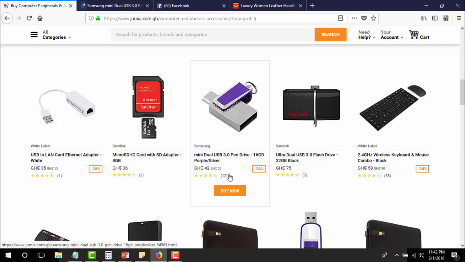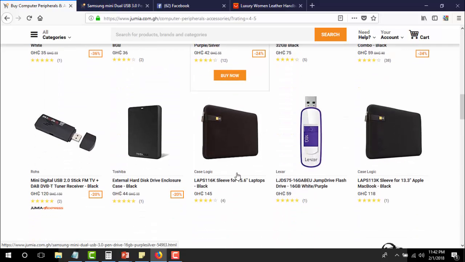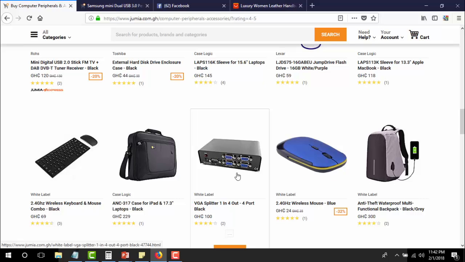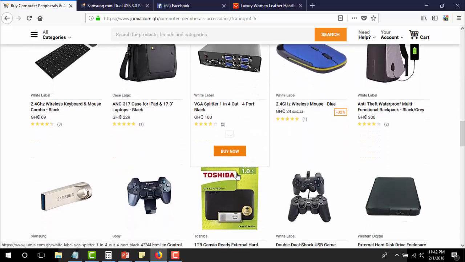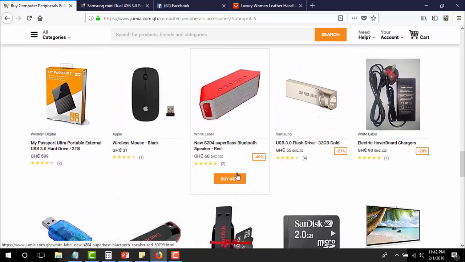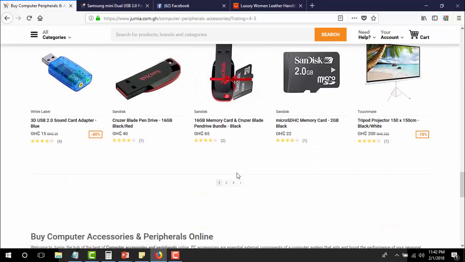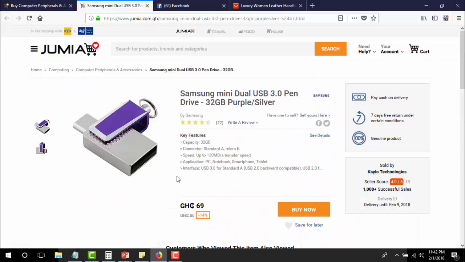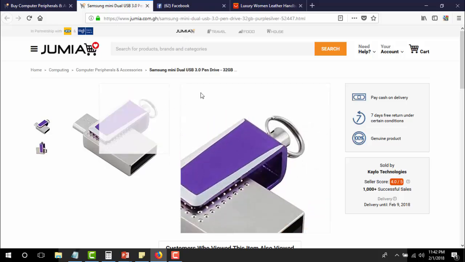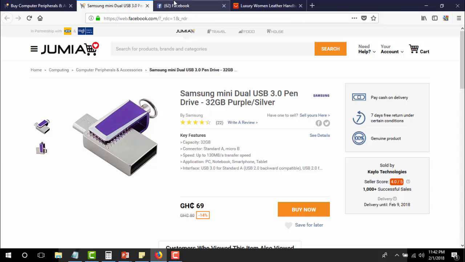You can see 12 bought from this side. It means that particular pen drive is selling. So if I want to, I can go ahead and start with it because it shows people like it. So I can go ahead and find that product. I've used it to get this product. This is the product I get from here.